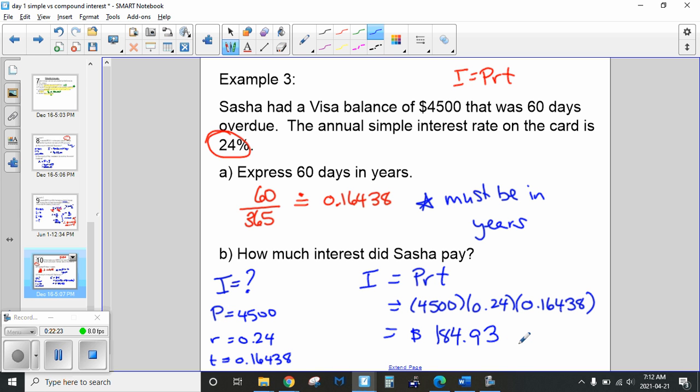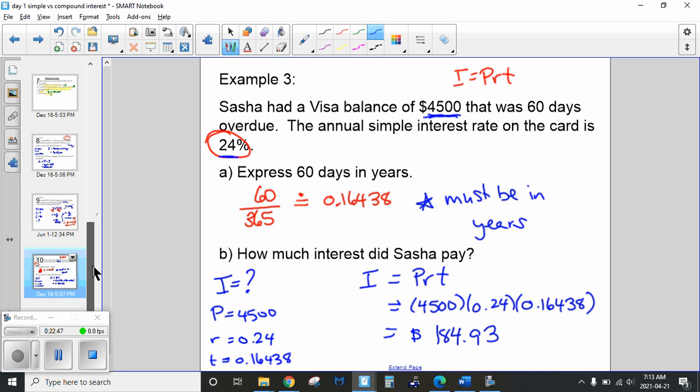So 60 days overdue. That's only 2 months that she was holding onto this Visa balance, and that cost her an extra $184 on top of what she already borrowed on the Visa. So credit cards, they can be trouble because the interest rates are quite high if you're not able to pay off your Visa balance.